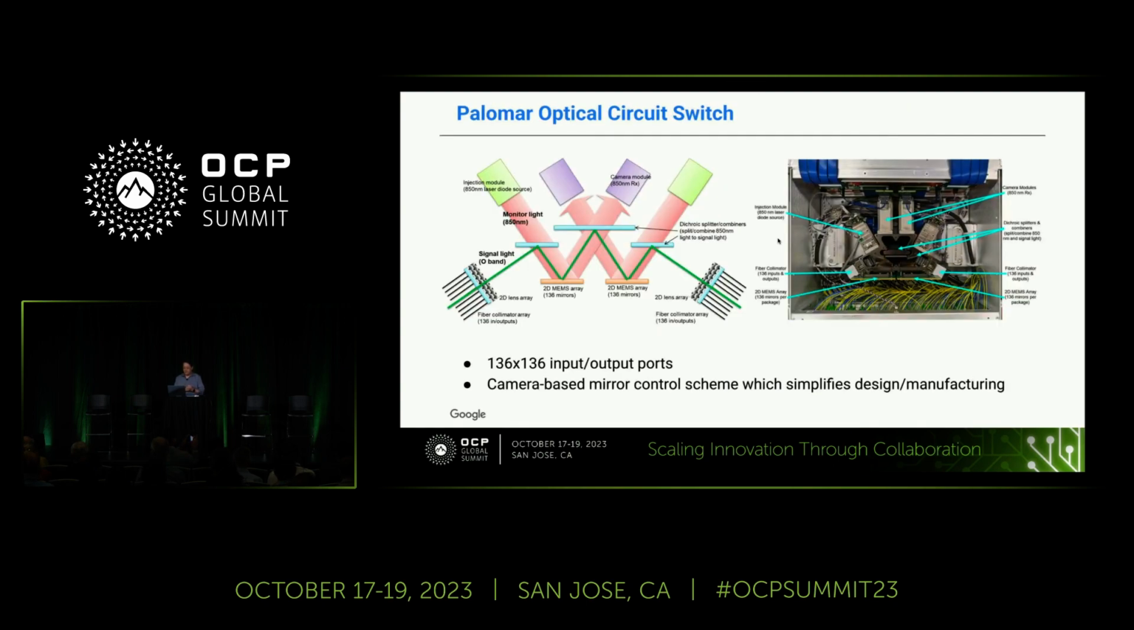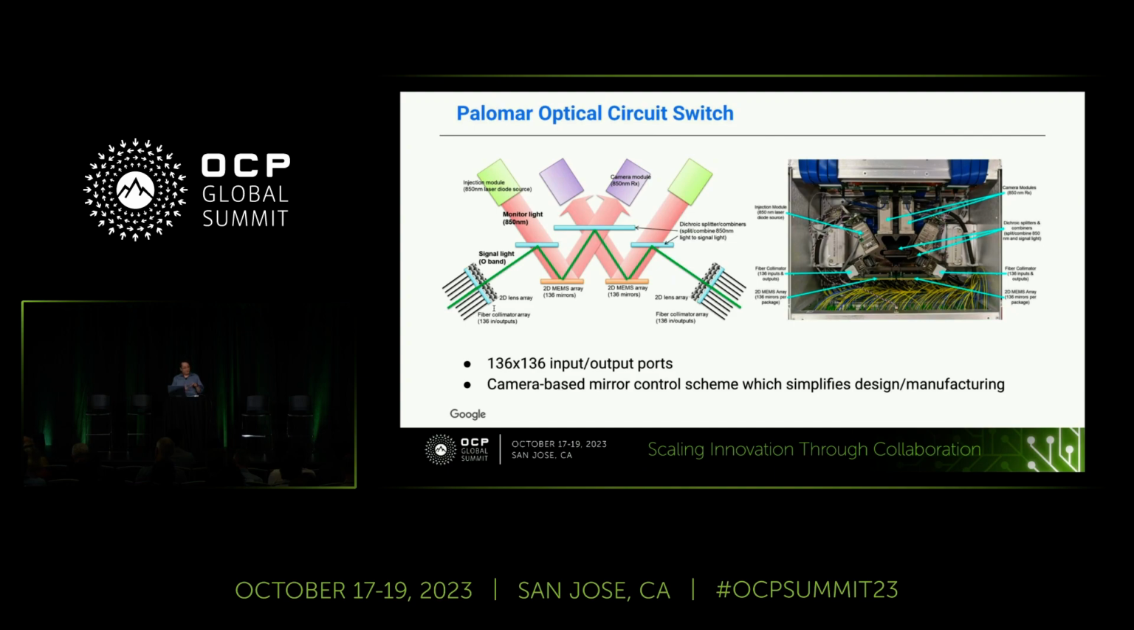Okay, so now let's look at a little bit more of the innards, the heart of the Palomar optical circuit switch. So this was developed in-house. I led the team for that. Let's take a look here at the left. We have a fiber collimator array. It's just a bundle of single-mode optical fibers. And we have 136 fibers on the left, 136 fibers on the right.